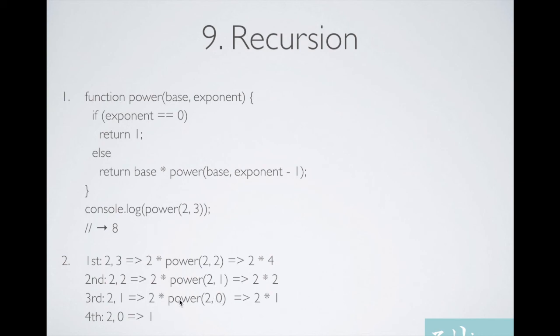So we got 2 multiply 1, that would be 2, and then this 2 will be the return value of the second level. In the second level we have 2 multiply 2, and then we got 4, which will be the return value for the first level. That means we got 2 multiply 4, and we got the final result 8. That's how recursion works. So you can see the call stack here, it's very obvious.